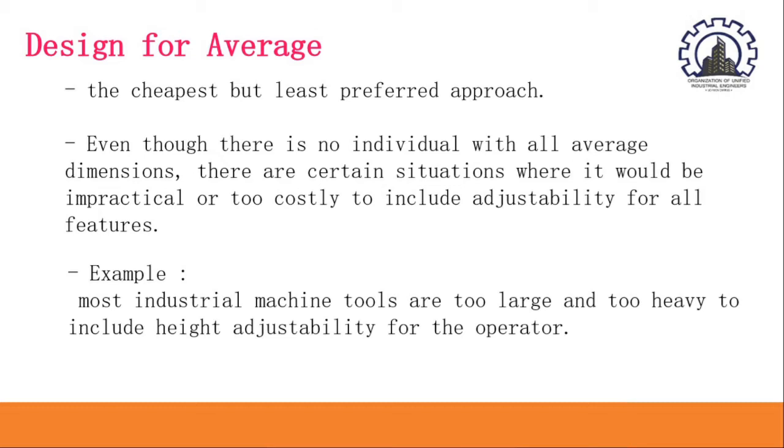An example of that would be most industrial machine tools, which are too large and too heavy to include height adjustability for the operator. Another example is your typical public transportation. If you take the bus or the jeep when you commute, as you can observe, the seats are identical, same length, same distance, and all.